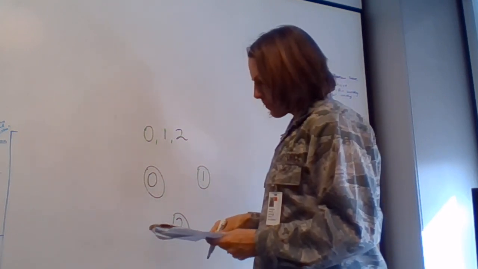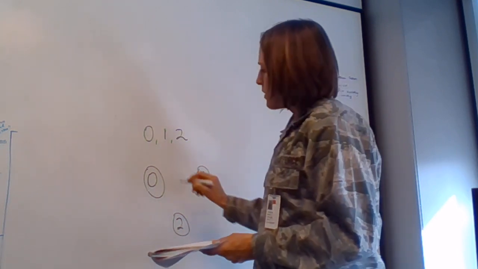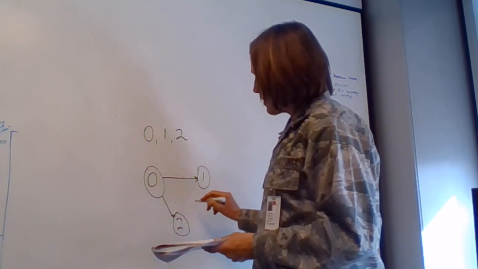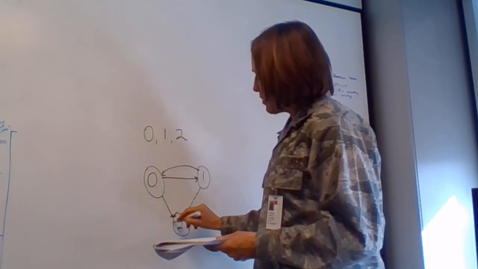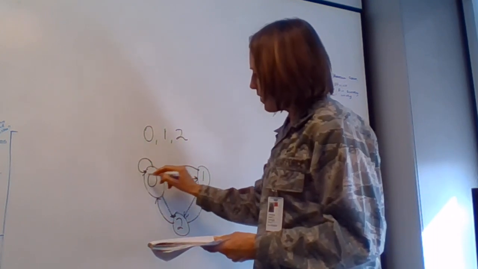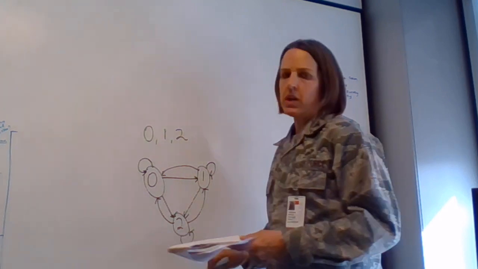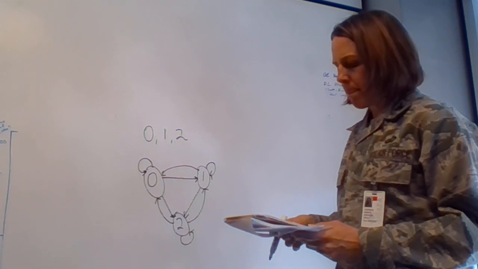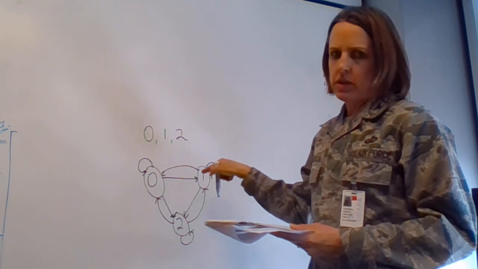So where are all of the possible transitions? State 0 could go to state 1 or state 2. State 1 could go to state 2 or state 0. State 2 could go to 0 or to 1, and any state could theoretically go back to itself. Because if a system doesn't change within one transition, then it just goes back to itself.